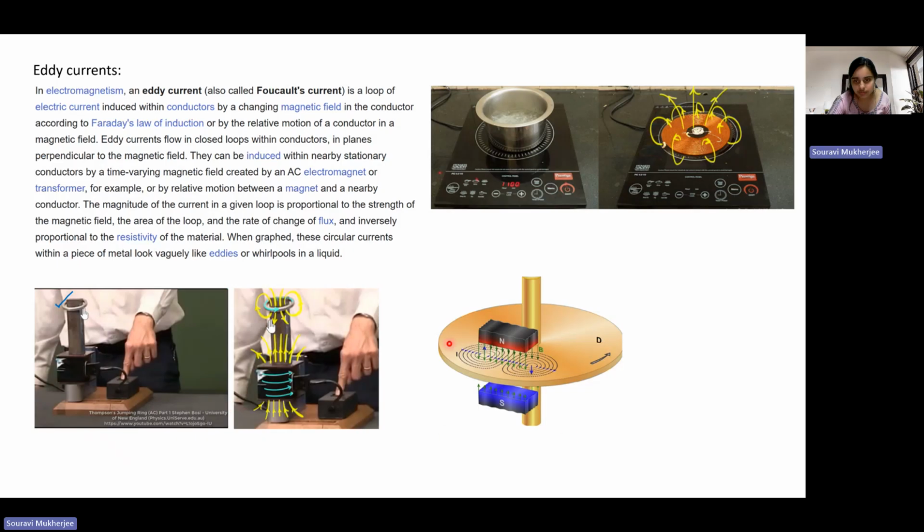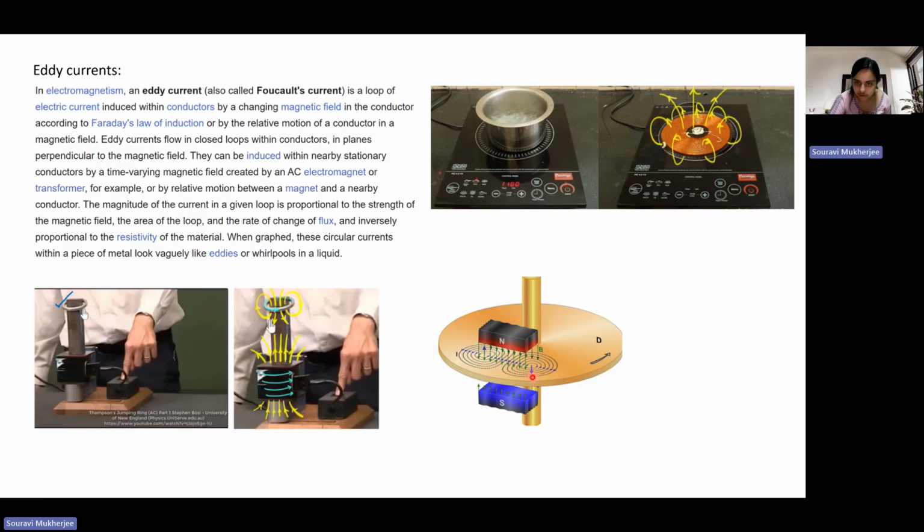Now, one very important application is in electromagnetic brakes. Here, suppose you have a moving disk, some metal which is not attracted to the magnet, something like aluminum. You have this moving disk here, and as it is moving, you have this magnet kept. So when it moves, what happens in this region? The magnetic flux is changing.